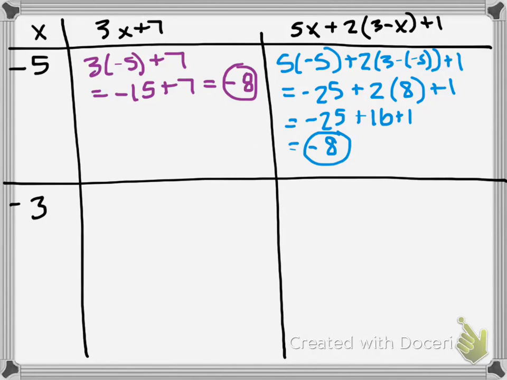The second value we're going to substitute is negative 3. So I substitute that in. I say 3 times negative 3 equals negative 9, and then negative 9 plus 7 equals negative 2.